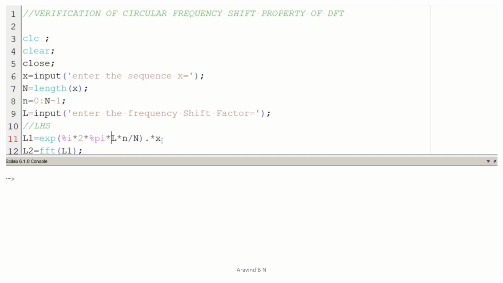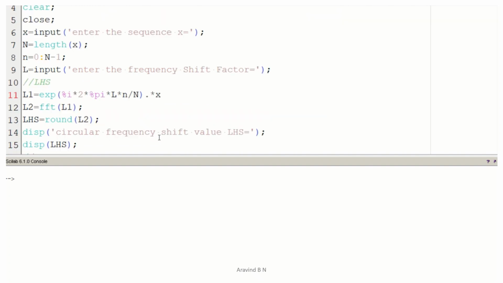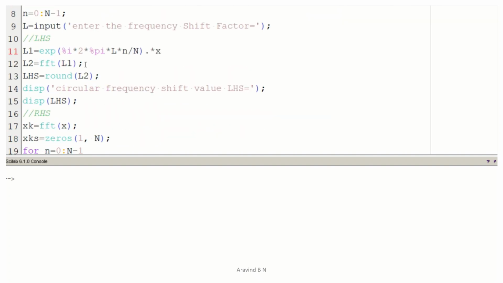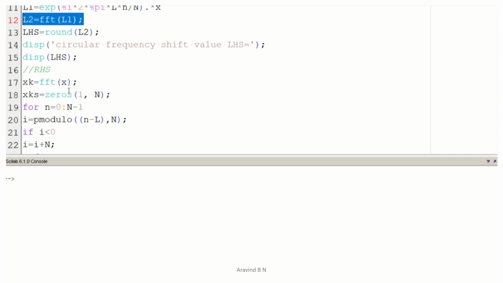So first x of n will be multiplied with that middle factor representation, that is what the LHS part is first calculated here. Then we are going to calculate the FFT for this shifted part, for this L1. So that is going to give us the LHS part of the result. Then we are going to calculate the RHS part. In the RHS part, for the x of n sequence we provide, the FFT is calculated.